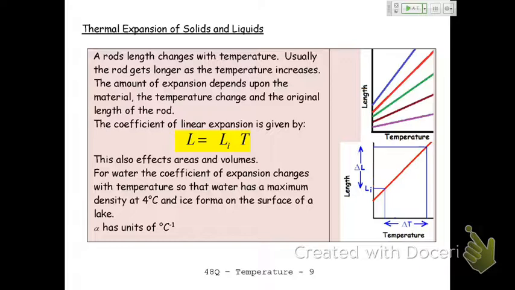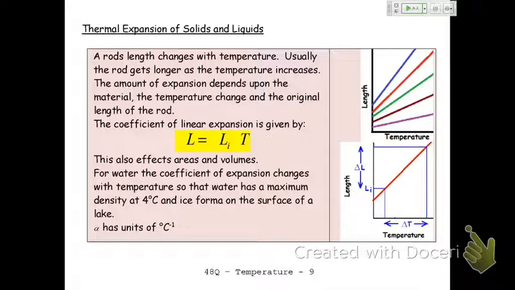So now we can measure temperature. Let's look at what happens when we change temperature. The first thing you notice is that things expand. Solids expand, liquids expand. So the volume of a liquid will expand. The length of a rod will expand. The area of a plate will expand. The volume of a cube or a sphere will expand. For most things.